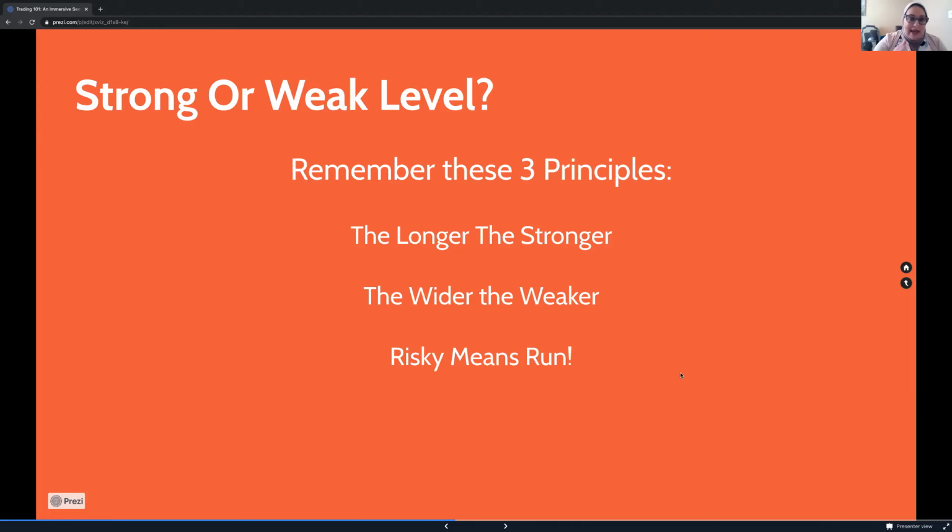So this is what I came up with, the condensed version for the time that we have, right? Remember these things when you're looking at a candlestick chart and you're trying to find an area of support and an area of resistance. The longer, the stronger, the wider, the weaker, and risky means run. I tried hard to rhyme and come up with a poem.